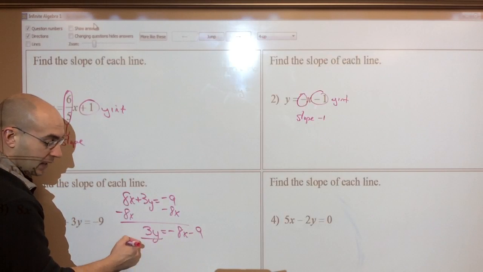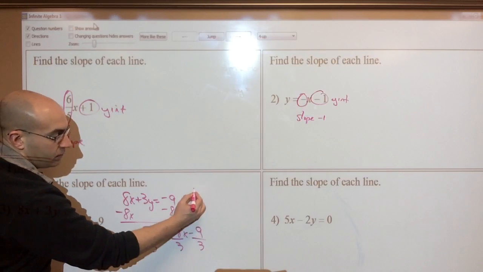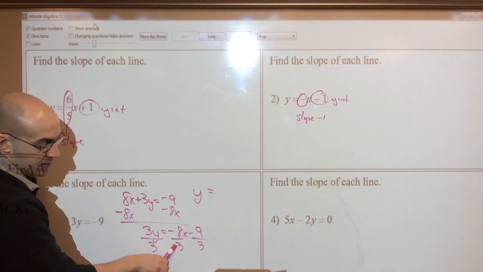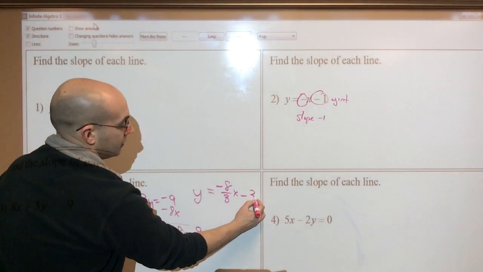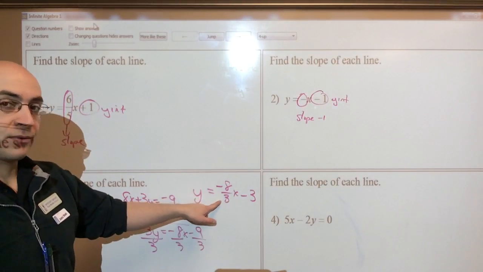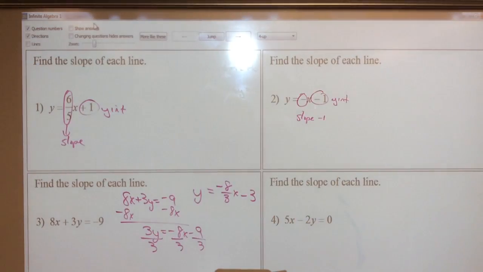That's going to equal -8x minus 9. And then I'm dividing whatever is next to y everywhere. Okay, so I'm left with y equals -8 over 3x minus 3. Slope is -8 over 3. Y-intercept is -3. I'm going to shoot up the answer for that one so you can see that. Slope is 5 over 2. What do you think the y-intercept is?